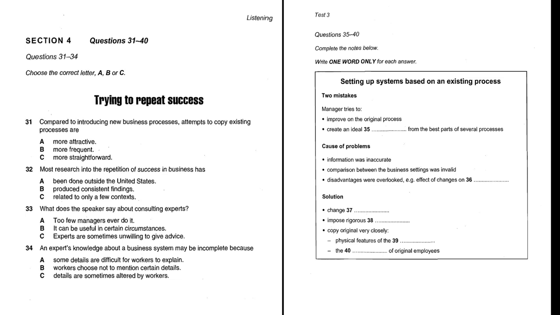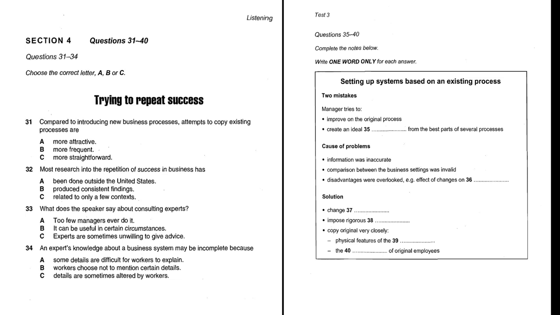Now, let's consider two types of mistake that can occur when a manager actually starts to set up a duplicate system to replicate a successful process. Firstly, perhaps he forgets that he was just trying to copy another process and starts trying to improve on it. Another mistake is trying to use the best parts of various different systems in the hope of creating the perfect combination.